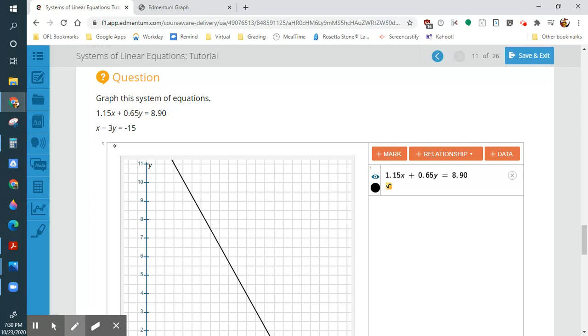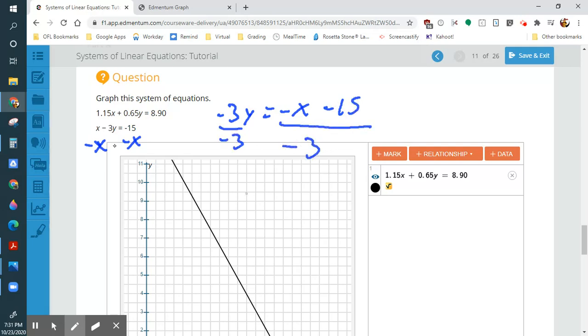So I'm going to take away the x from both sides. I get -3y is equal to -x minus 15. Then I'm going to divide everything by -3. So this becomes y is equal to x over 3, because the negatives cancel, plus 15.